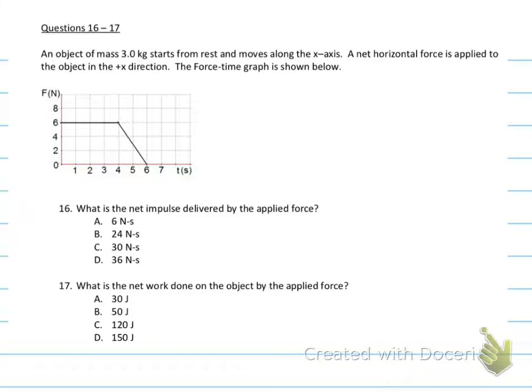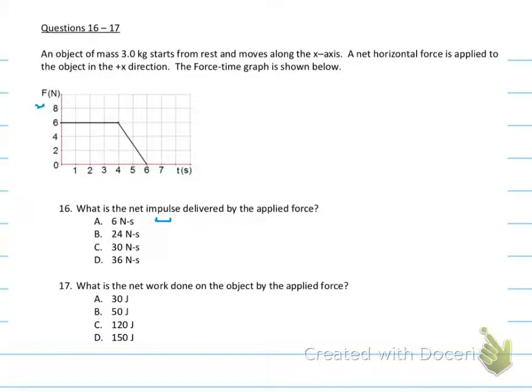Number 16 and 17. An object of mass 3 kilograms starts from rest and moves along the x-axis. A net horizontal force is applied to the object in the positive x direction. Force time graph is shown below. Number 16, what's the net impulse delivered by the applied force?